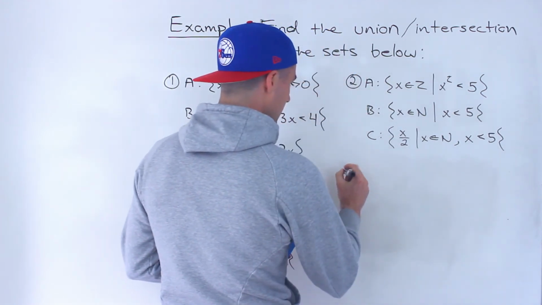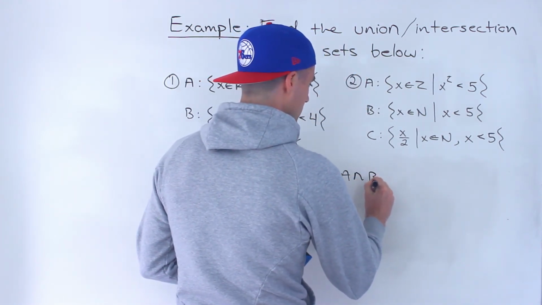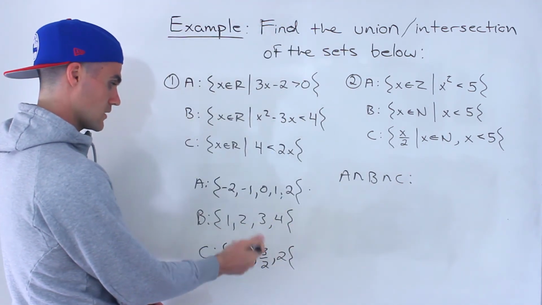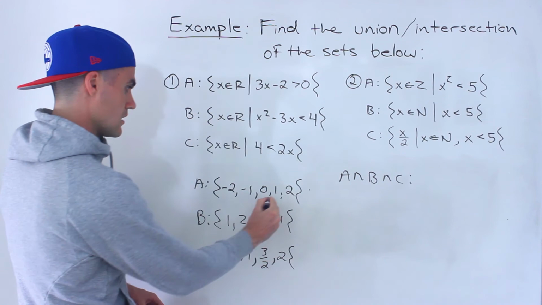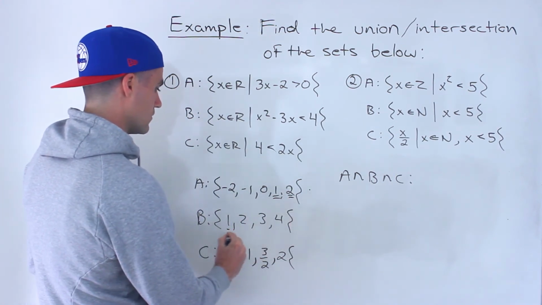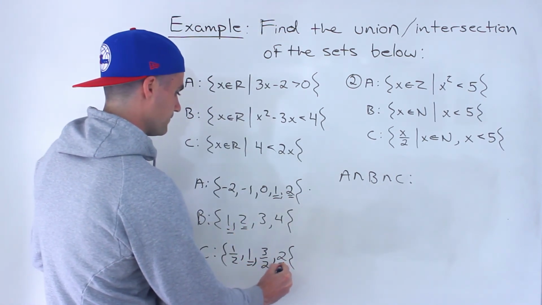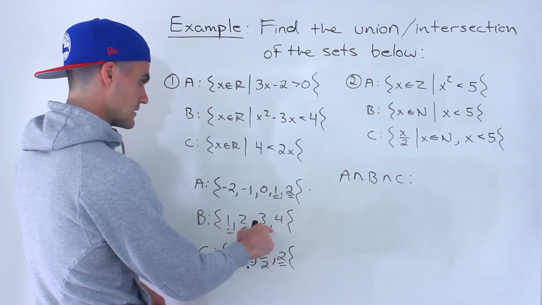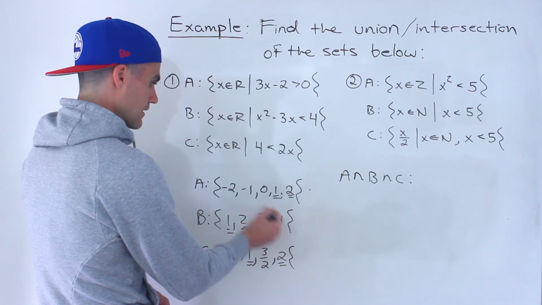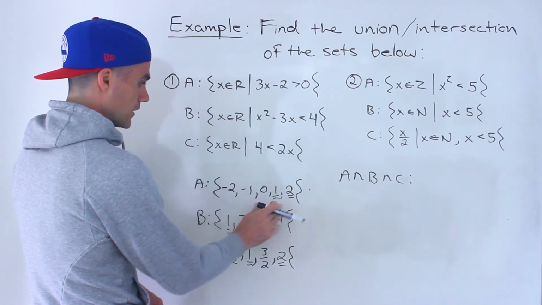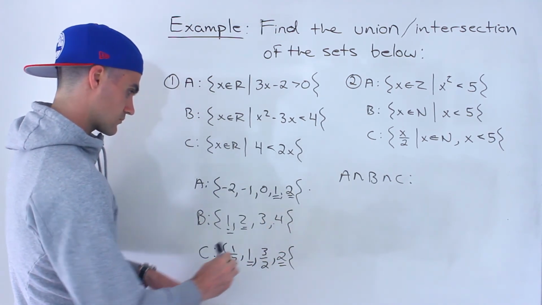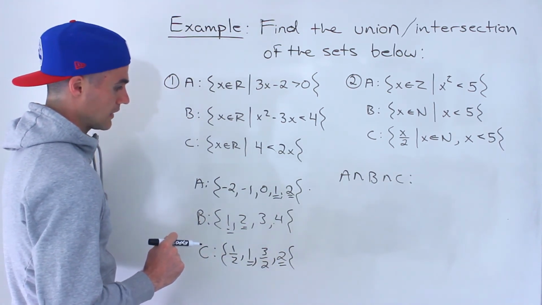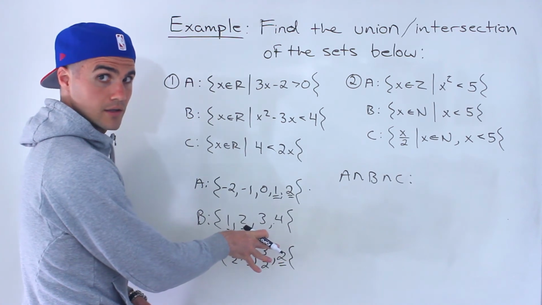So what's going to be the intersection? What elements are common in all the sets? Well, if we look closely, it's the 1 and the 2. Notice these fractions aren't in the other sets. These don't have any common elements except the 1 and 2.